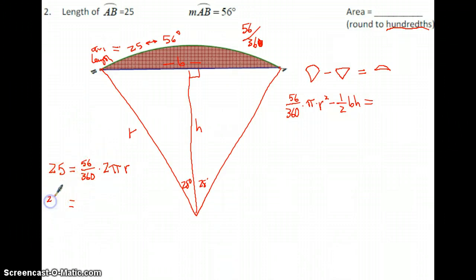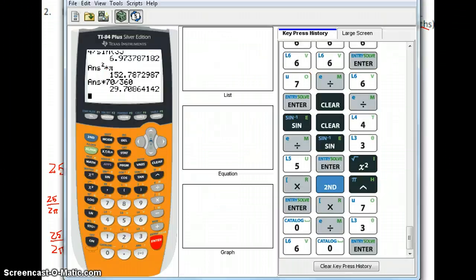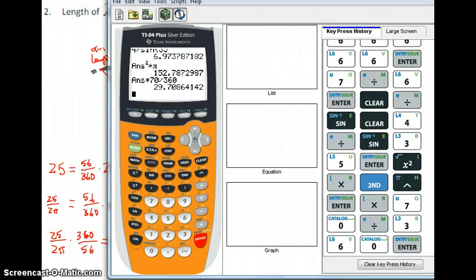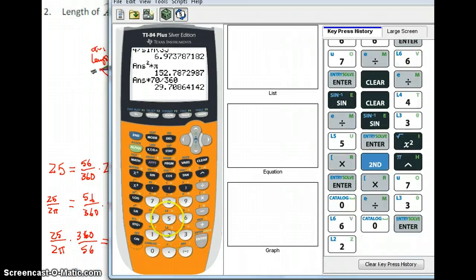I think the first thing I would do would be divide by 2 pi, which is not bad. And then I would take both sides times the reciprocal here, take the 25. This is a lot to write. I really wouldn't even write this, although I should show my work like a good math student. 360 over 56, and that will be r. Okay, so let's do that. If I do this a little bit, I can actually see that. 25, I said the first thing I was going to do is divide that by 2 pi.